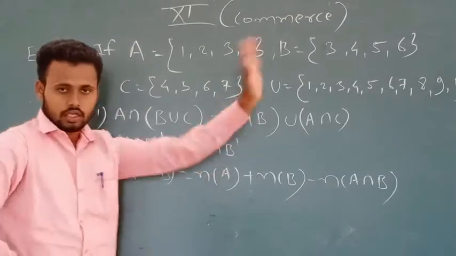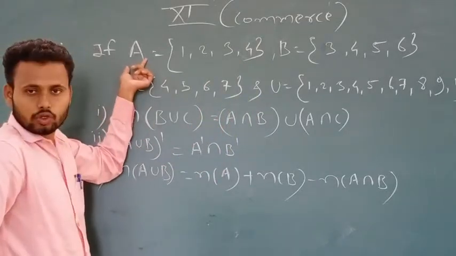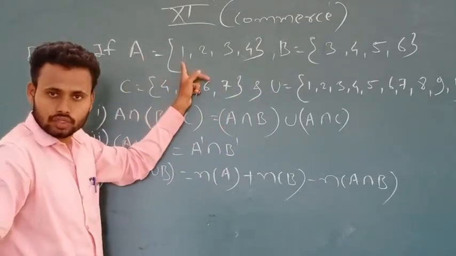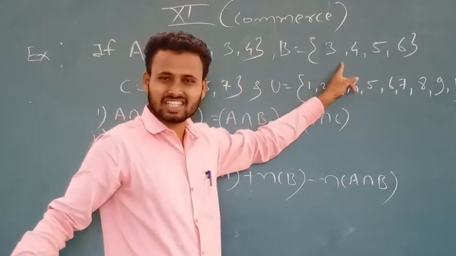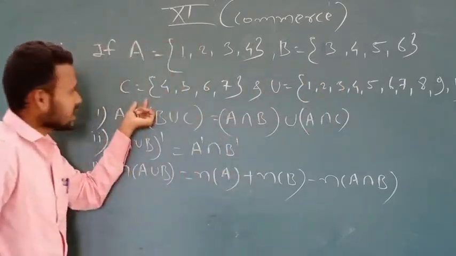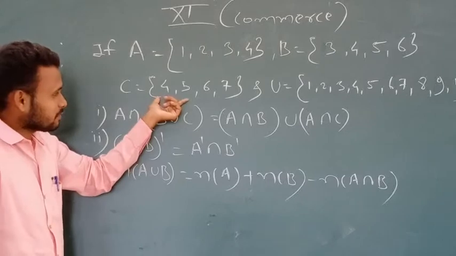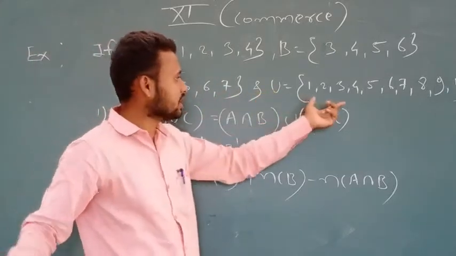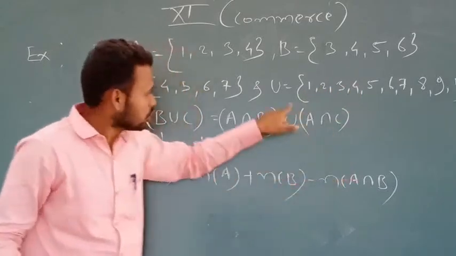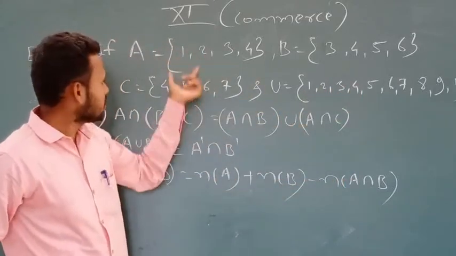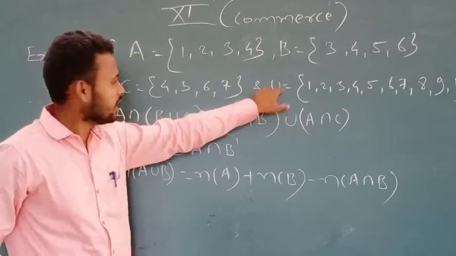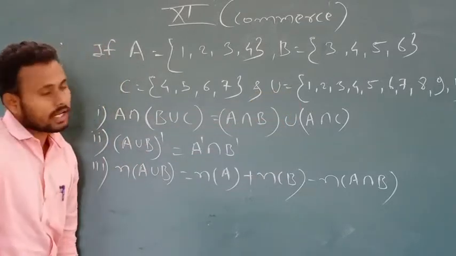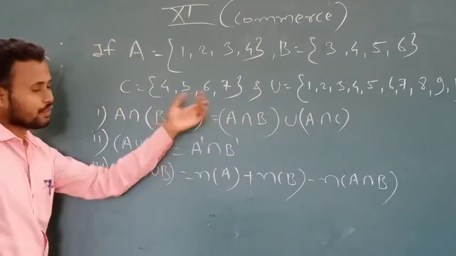The example is that if A equals the set containing elements 1, 2, 3, 4, B equals the set containing elements 3, 4, 5, 6, C equals the set containing the elements 4, 5, 6, 7 and U is the universal set which contains the elements 1 to 10. U is the universal set. Why? Because A, B, C are subsets of that. Then verify the following properties.